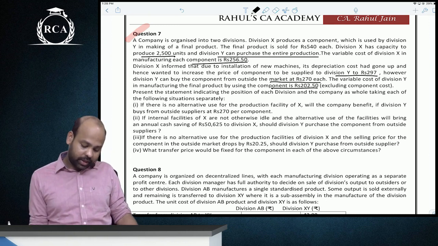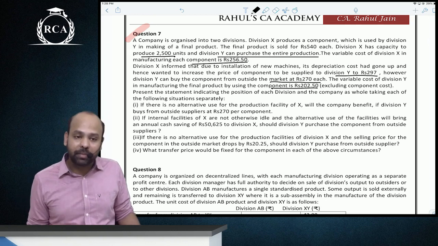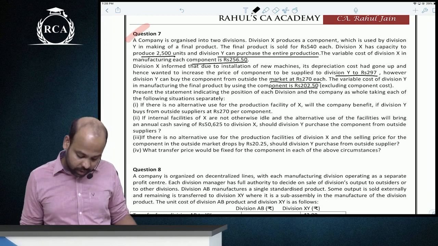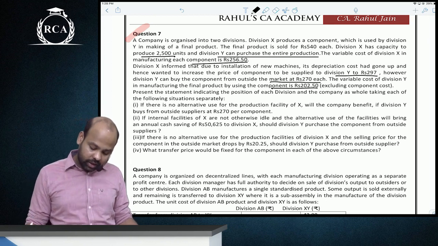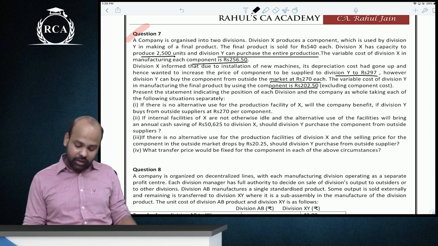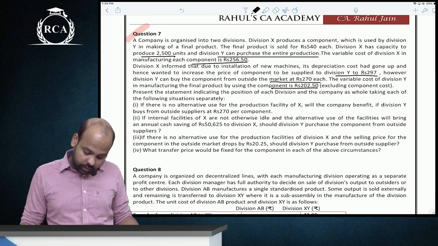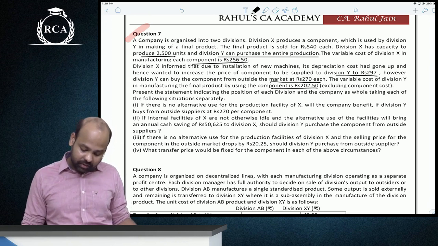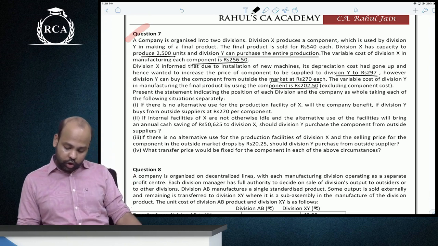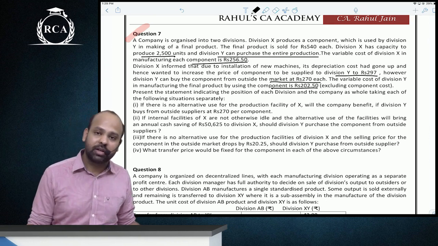following situations separately. If there is no alternative use for the production facility, will the company benefit if Division Y buys from outside suppliers at 270 per component? If internal facilities of X are not otherwise idle and the alternative use of the facilities will bring in an annual cash saving of 50,625 rupees, should Division Y procure the component from the outside market? If there is no alternative use for the production facilities of Division X and the selling price for the component in the outside market drops by 20.25, should Division Y purchase from the outside supplier? What transfer price would be fixed for the component in each of the above circumstances?